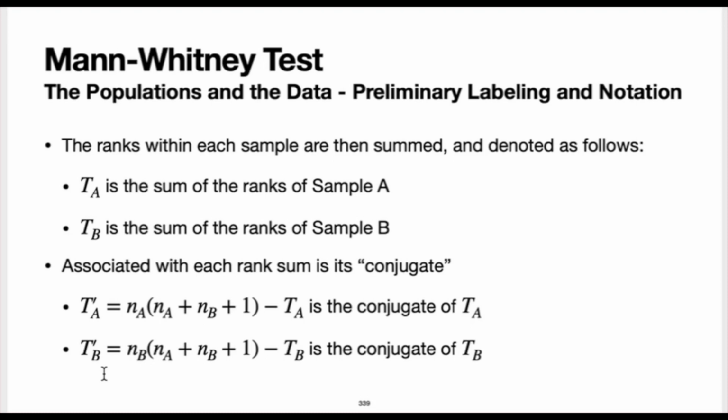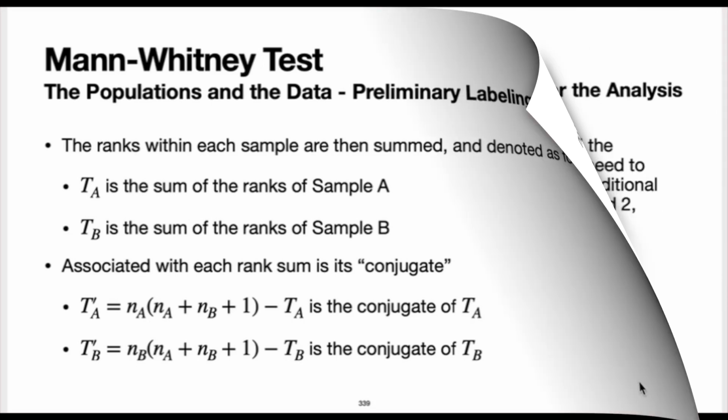The conjugate of T sub B, T prime sub B, is computed in an analogous fashion, but notice we've got the sample size for sample B out here in front. So n sub B times the quantity n sub A plus n sub B plus 1. And then from that product we subtract T sub B, and that gives us what's called the conjugate of T sub B. Okay, so again, we're looking at the preliminary labeling and the notation for the populations, samples, and some summary statistics computed from those samples.